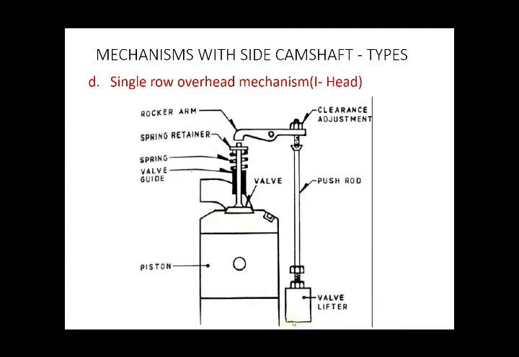And again, when the cam lobe passes the portion of the tappet, due to the spring pressure, the valve will close and it will push down the push rod and the other mechanisms.